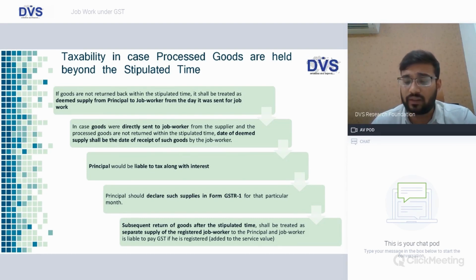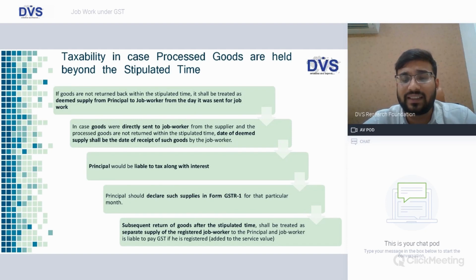So as and when the time limit is exceeded, there would be an implication in terms of principal selling goods to job worker and GST would be levied. In case goods were directly sent to the job worker from the supplier, say for example, if principal had not sent them and they were directly sent from the supplier, the date of deemed supply shall be the date of receipt of such goods by the job worker.